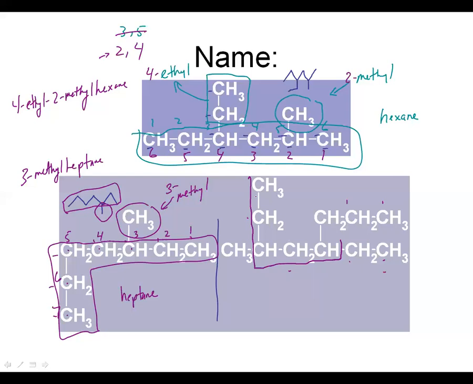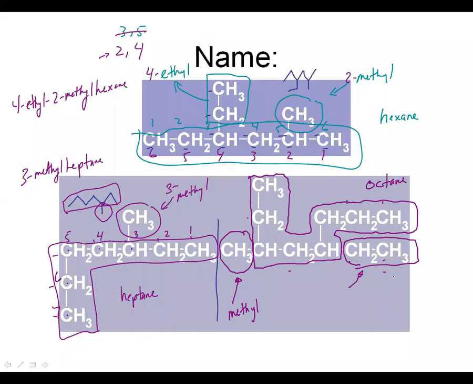So that is 8 carbons, which is octane. At this point, we have over here a 1 carbon group, which is our methyl group, right? Over here, we have a 2 carbon group, which is our ethyl group. So now we just need to number the chain and figure out which way we want to go with it.